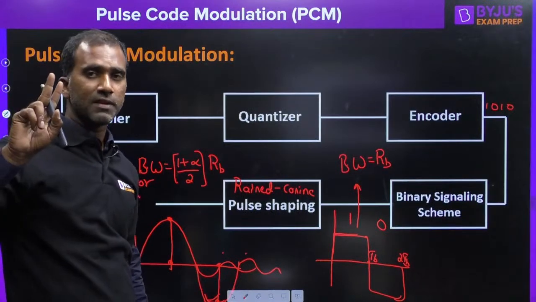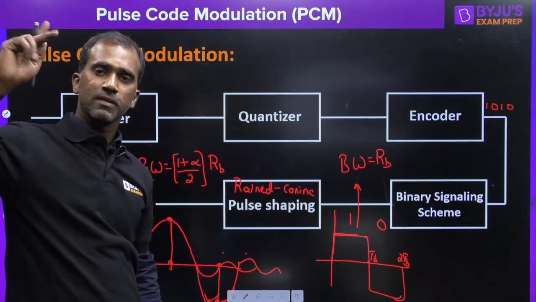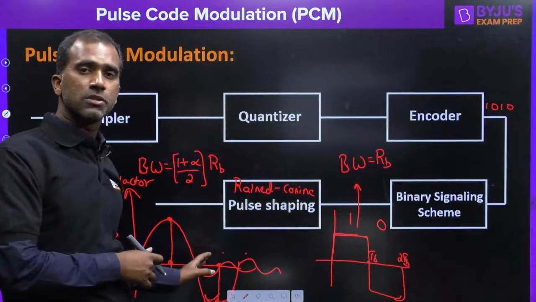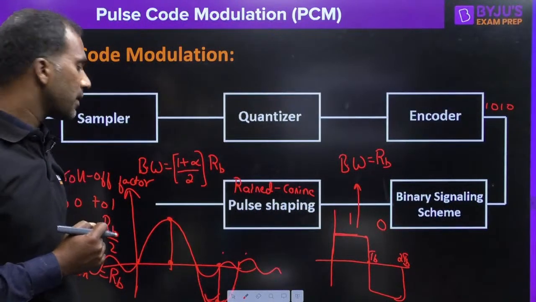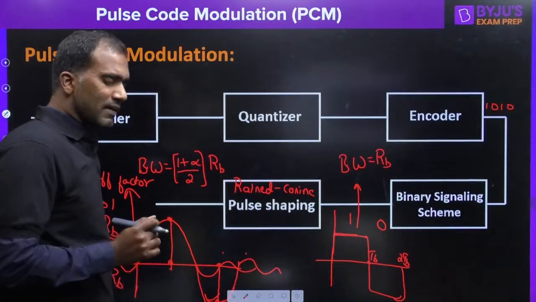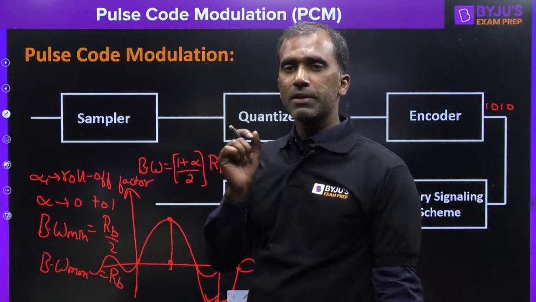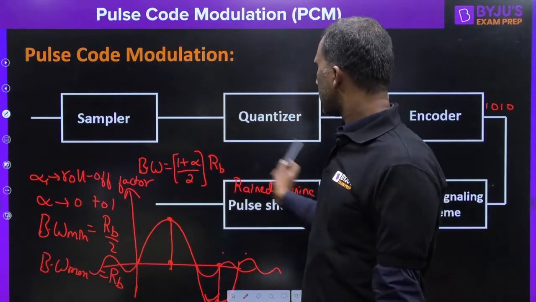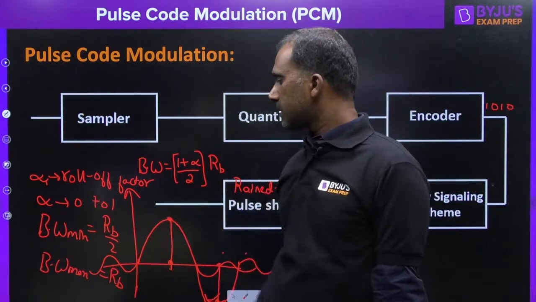There are 2 reasons why we use pulse shaping. The main reason is ISI, not bandwidth. The second reason is bandwidth. When you use alpha equal to 1, bandwidth is not reduced, but intersymbol interference is reduced. So whenever they use the concept of minimum bandwidth, half of whatever is given to the pulse shaping circuit will be the minimum bandwidth, which is RB by 2 in this case.